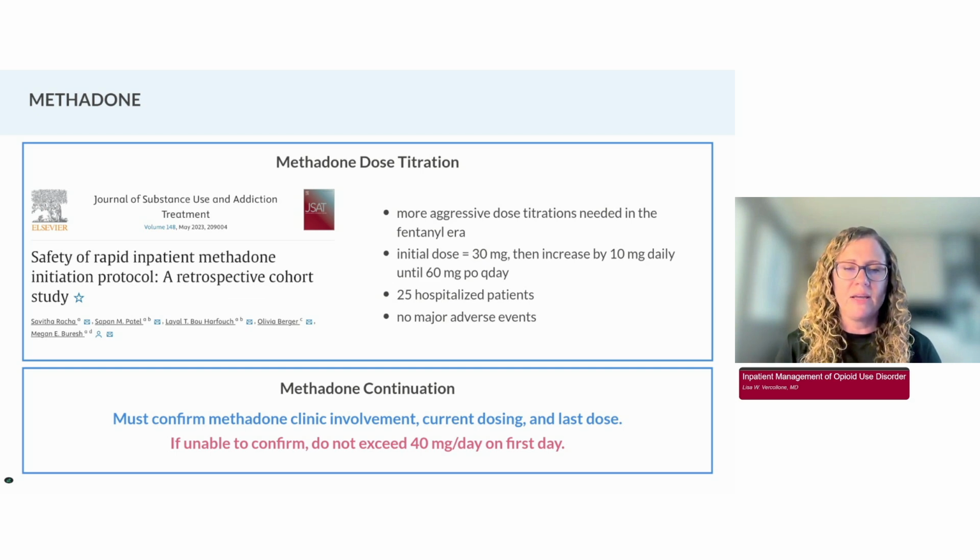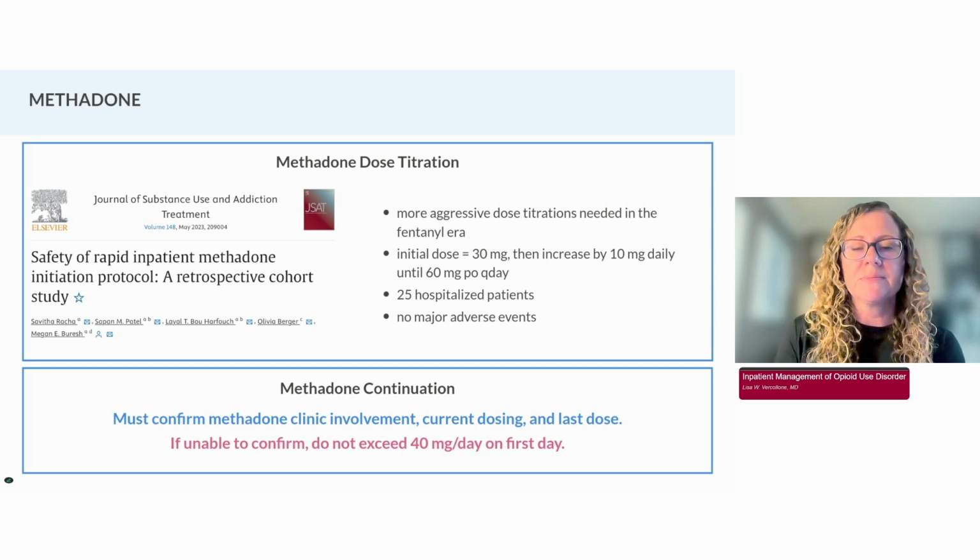Now, in the setting of fentanyl use disorder, we're starting to see more aggressive titration protocols in the hospital setting. For instance, this particular study came out last year and is showing the use of 30 milligrams on day 1 and then increasing by 10 milligrams every day until you get to 60 milligrams. Boston Medical just published a protocol where they give 40 milligrams day 1, 60 milligrams day 2, and 80 milligrams day 3, which 10 years ago would have seemed way too fast, but we are seeing that patients with fentanyl use disorder are needing much higher doses.